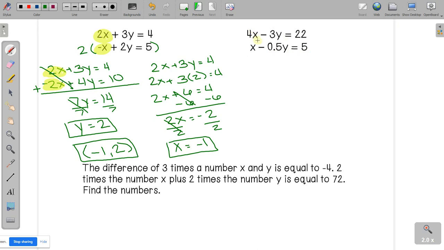So here, the easiest variable to eliminate is going to be our x. So we have 4x and x. What do we need to multiply to get these to be the same? We're going to take our bottom equation and multiply it by 4, because 4 times x gives us a 4x. Now check our signs. We have a positive and a positive. So we need to make this one a negative. So we're going to multiply the whole bottom equation by negative 4.